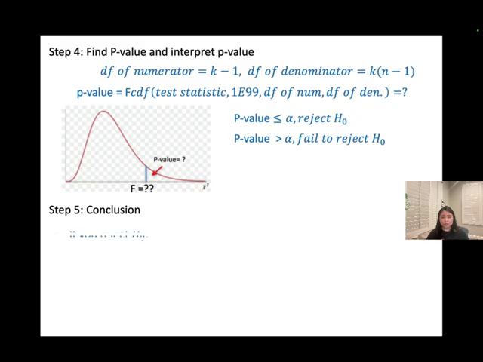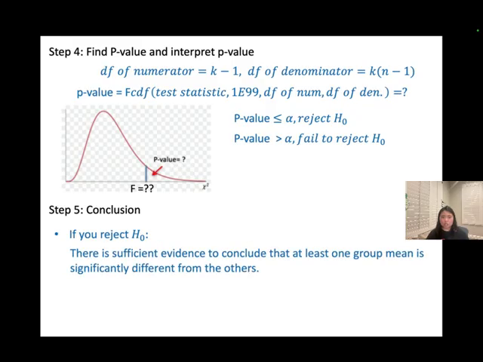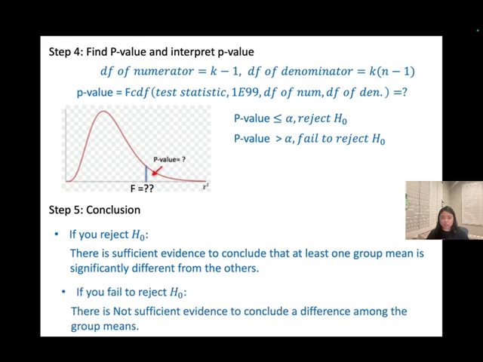And then, we're going to draw the conclusion. If you reject the null hypothesis, there is sufficient evidence to conclude that at least one group mean is significantly different from the others. If you fail to reject, there is not sufficient evidence to conclude a difference among the group means.